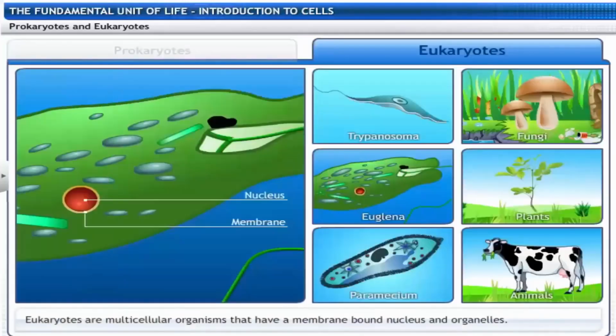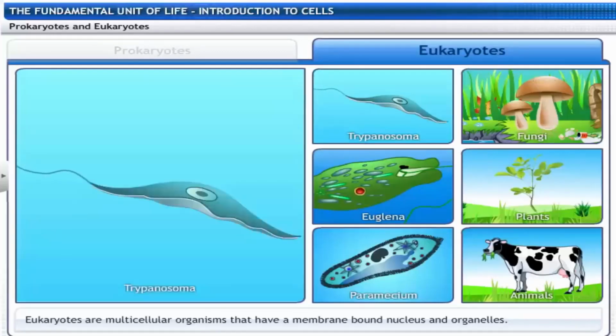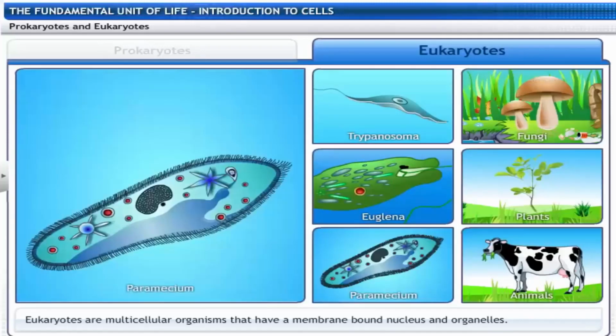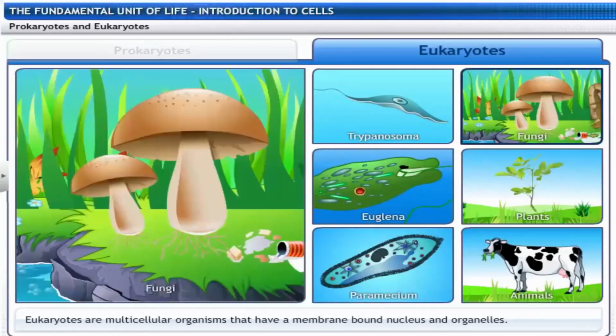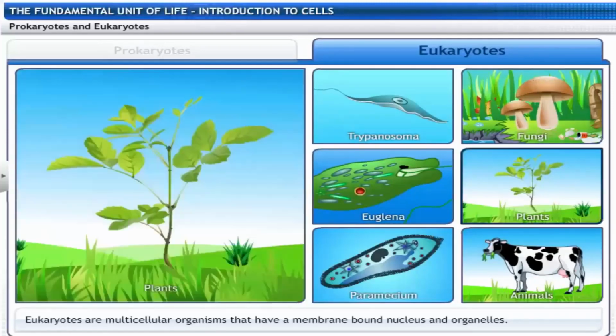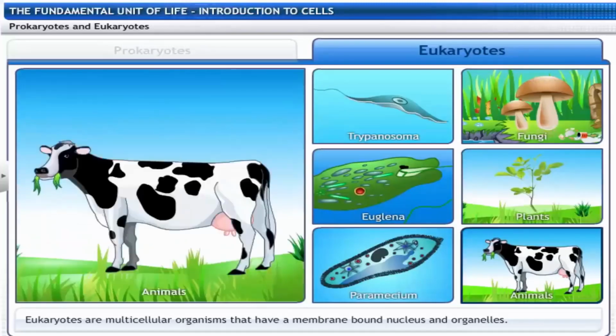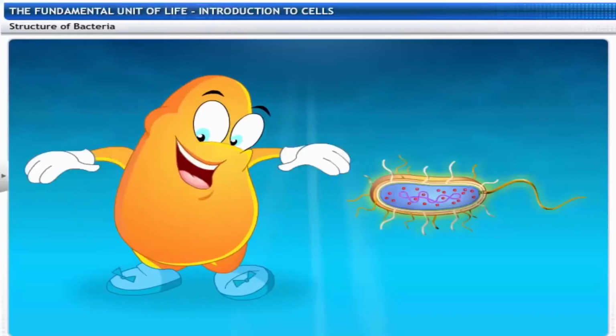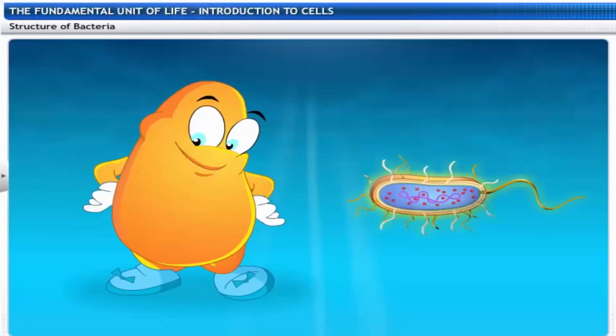Eukaryotes are characterized by a membrane-bound nucleus and organelles. Eukaryotes can be unicellular, such as trypanosoma, euglena, paramecium, or multicellular such as fungi, plants, and animals. Here's a bacteria that is actually a prokaryote. Let's take a closer look at it.